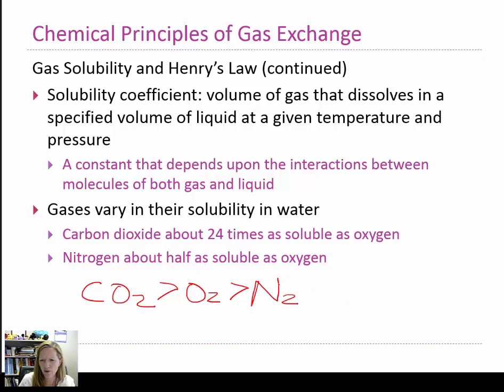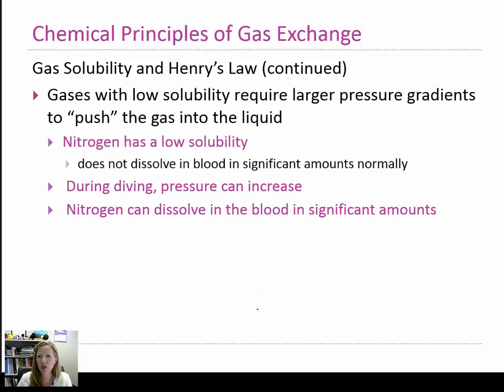So it means that if a gas is not very soluble, you really have to put a lot of pressure into it to try and get it into a solution. So that's what's happening here. Gases with a low solubility, like nitrogen, require a large pressure gradient to push them into liquid. Since nitrogen has a low solubility, it doesn't want to dissolve in blood. So that's why when you go scuba diving or anything like that, it's causing this large pressure, and it does force nitrogen inside of the liquid, which is your blood and other liquids in the body.